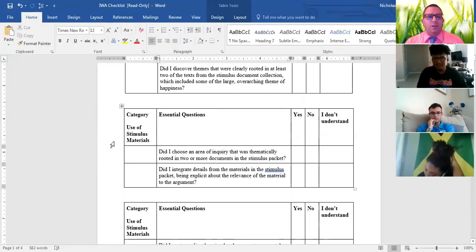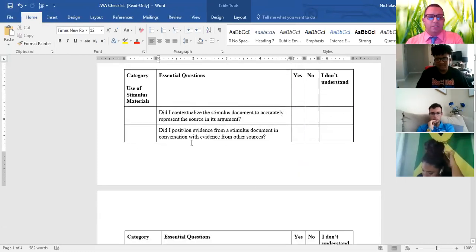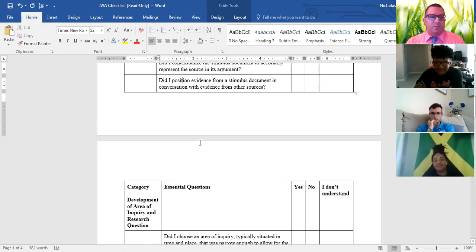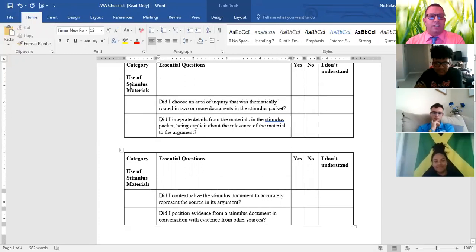If you're answering no, then you know that you need to go back and look at that area again. Okay, so more questions for the use of the stimulus materials. Did I contextualize the document to accurately represent its source? Did I position evidence from a document in conversation with the evidence from other sources that you found on your own? Okay, so these four questions, again, are all about the use of the stimulus materials.